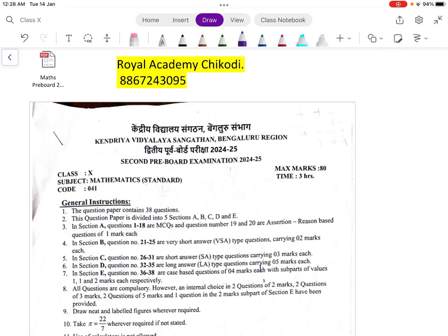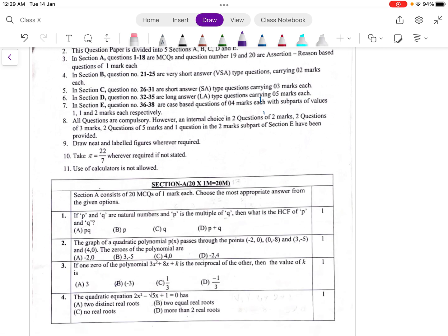So today we are going to see the solution of second pre-board examination mathematics question paper. So here let us first try to solve the MCQs.